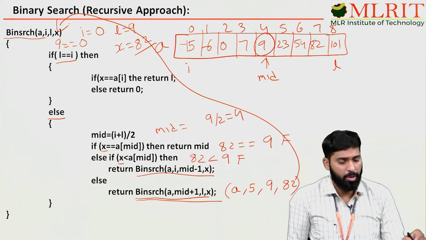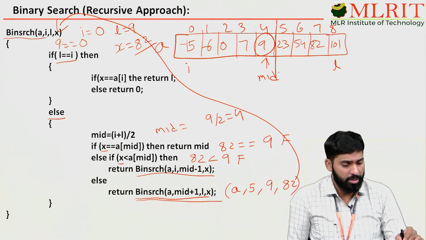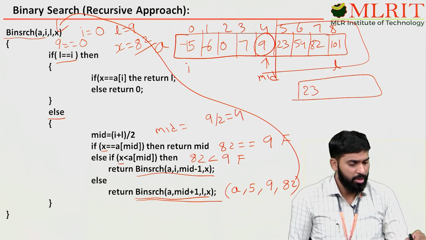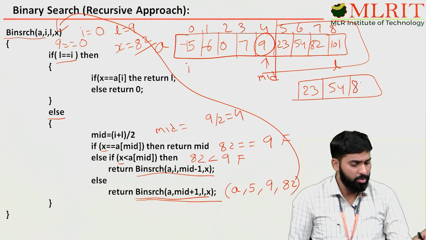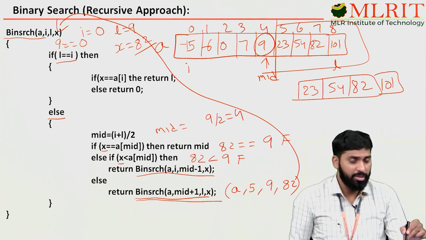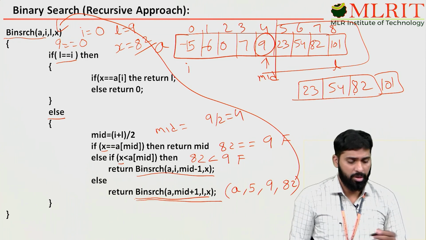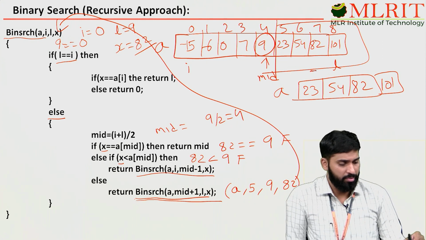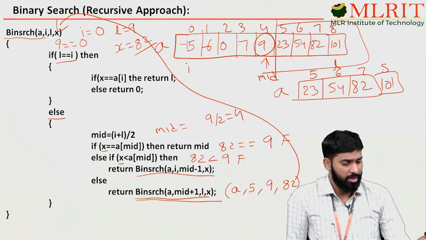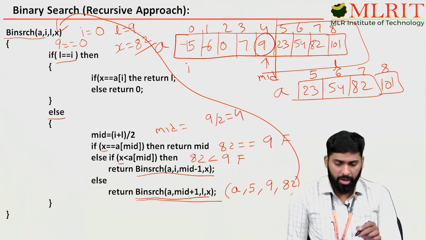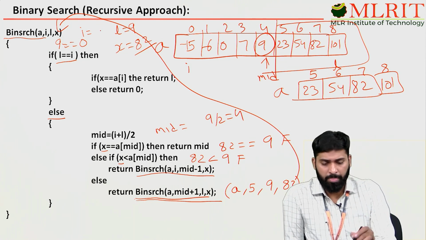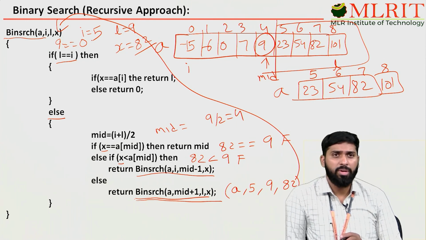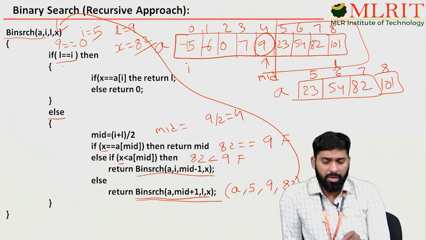Now, so this is the problem. Now this problem is divided into a sub-problem. Now this is the array 23, 54, 82, 101. Now, so this is the divide strategy. Now again apply. So what is A now? So this is the A. These are the indexes 5, 6, 7, 8. So what is the I value? I equals 5 now. What is L? L equals 9. X equals 82.